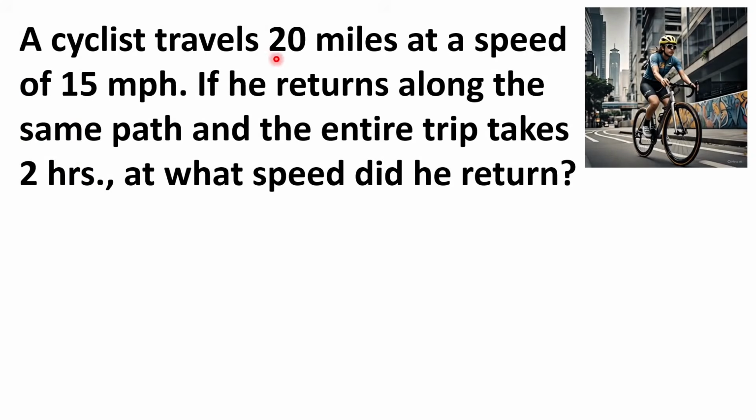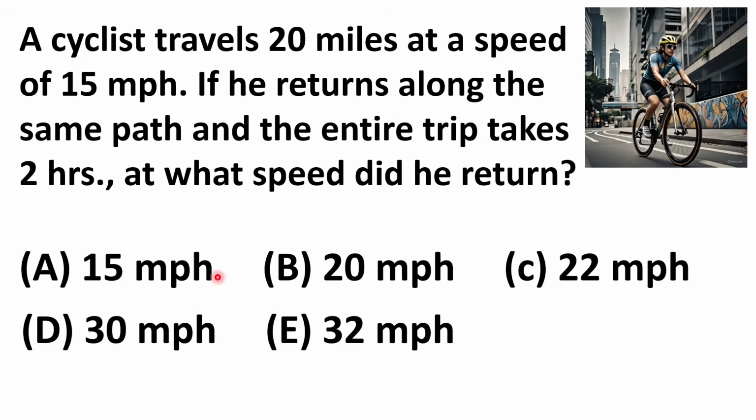We have this question. A cyclist travels 20 miles at a speed of 15 miles per hour. If he returns along the same path and the entire trip takes 2 hours, at what speed did he return? The options given are 15 miles per hour, 20 miles per hour, 22 miles per hour, 30 miles per hour and 32 miles per hour.